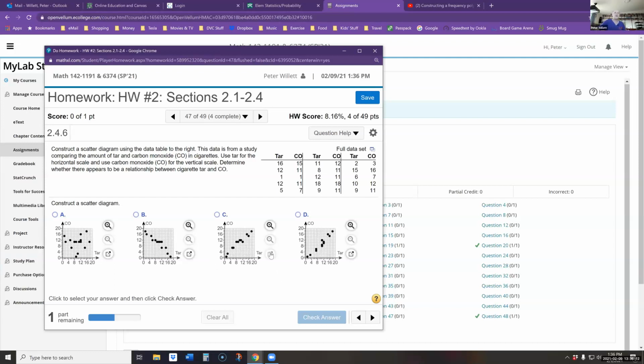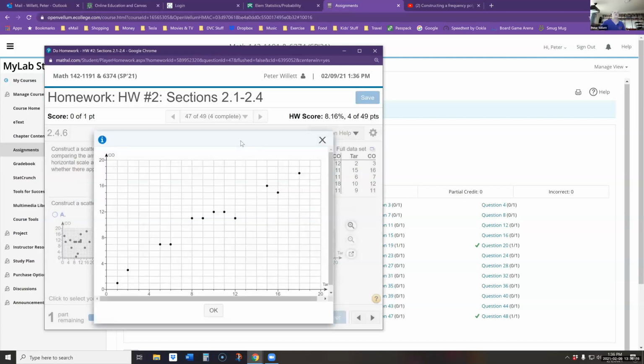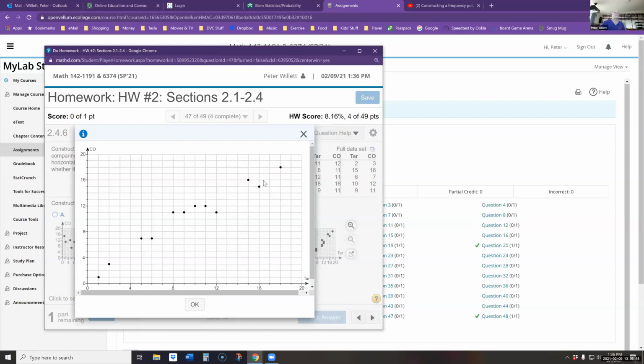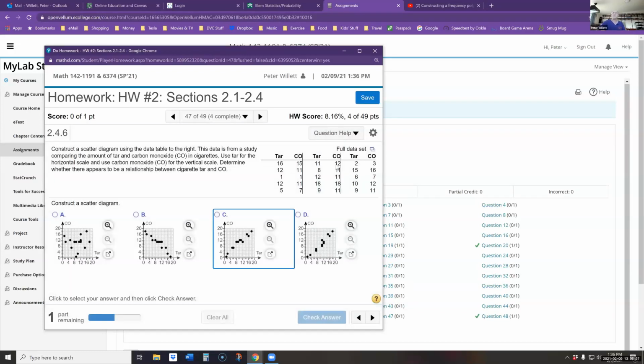Just so that you understand, you can blow up these graphs, and then you could look at the actual values and see which one has pairs of values that match the table. You don't need to make the graph yourself. You could just check the table values against the shown graphs, but that's harder, and it's good for you to be able to make a graph. So let's see how to do that.